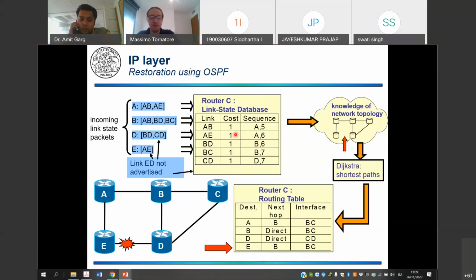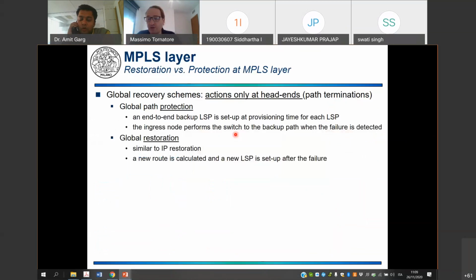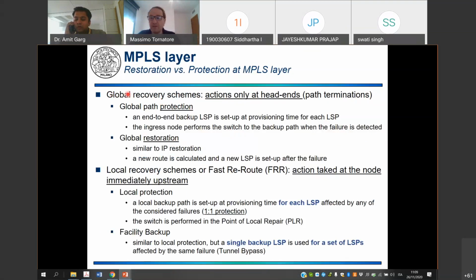MPLS does similar things to physical layer protection, to optical protection. We have protection and restoration, end-to-end path protection. Simply in MPLS, it's called global instead of it being called path, but it's the same thing. And it does link protection. Simply, instead of calling it link protection, MPLS people call it local recovery, but it's the same thing.